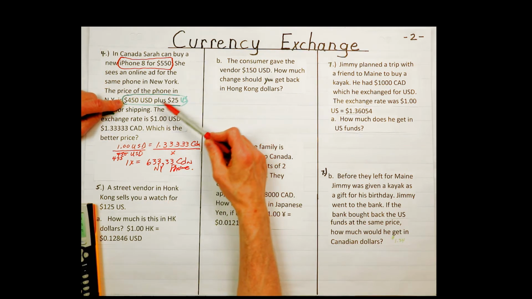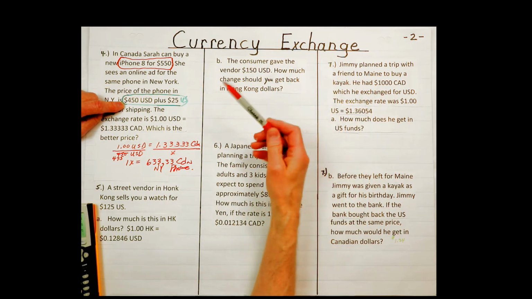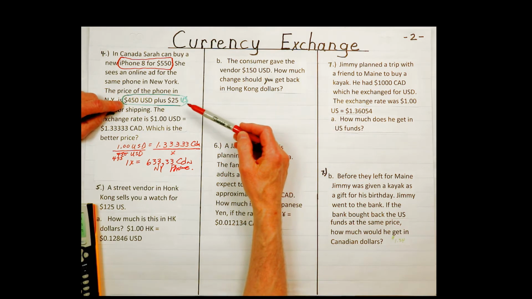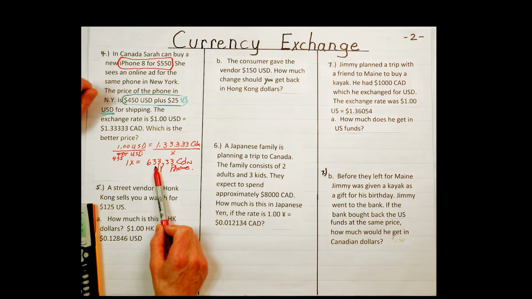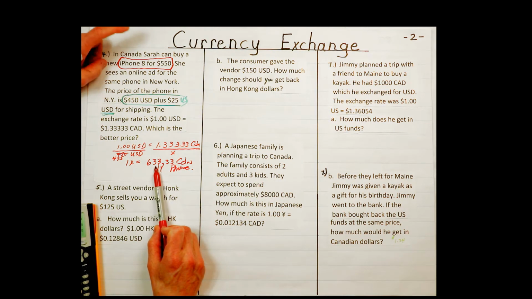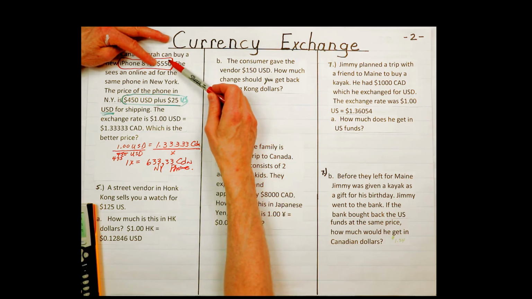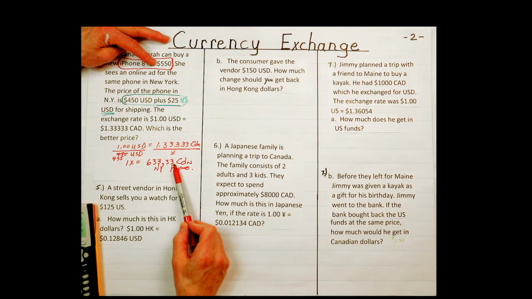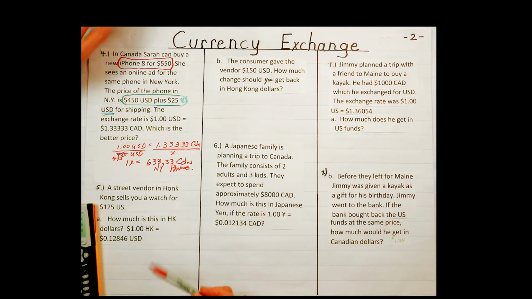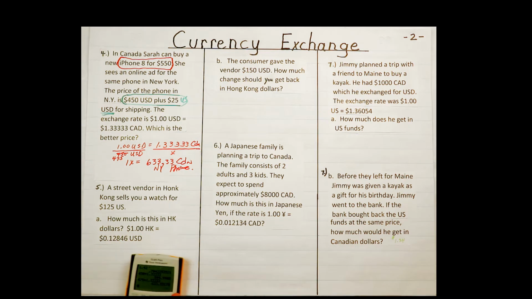It sounds cheaper when you say $450, but the US dollar is worth so much more. But after you do the conversion to Canadian dollars, the iPhone that Sarah saw in Canada is actually cheaper, $550 Canadian versus $633.33 Canadian. So she'd be better off buying the phone at home.